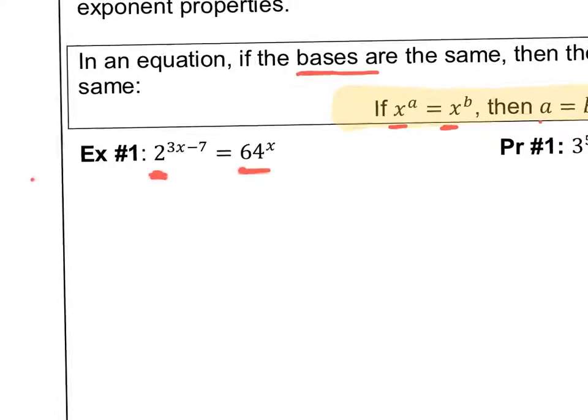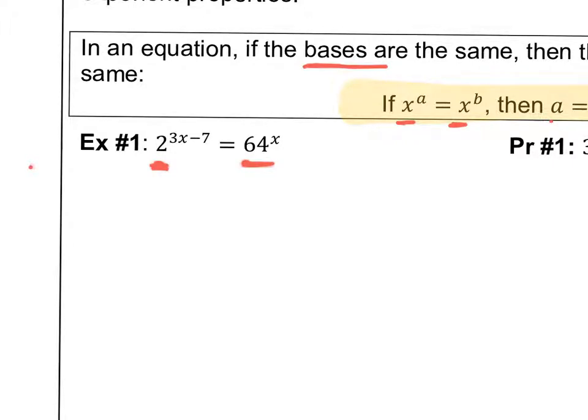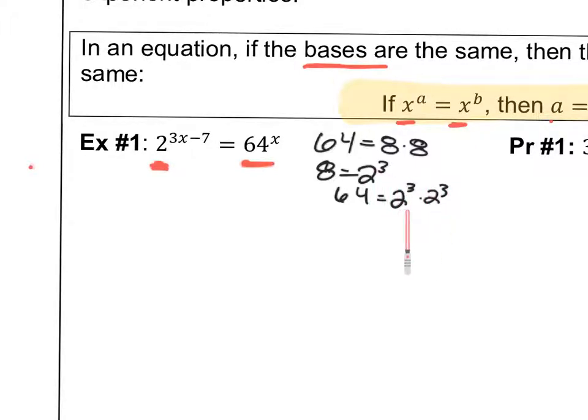So like I said, we're going to be trying to get this 64 to be a 2. You could do this in your calculator, but what I like to do is say 64 equals 8 times 8. I know that 8 equals 2 to the third, which means that 64 equals 2 to the third times 2 to the third. And remember, when we have exponents being multiplied together, we can add the exponents since the bases are the same. That was talked about in the previous notes. So I can say 64 equals 2 to the 6, because 3 plus 3 equals 6.